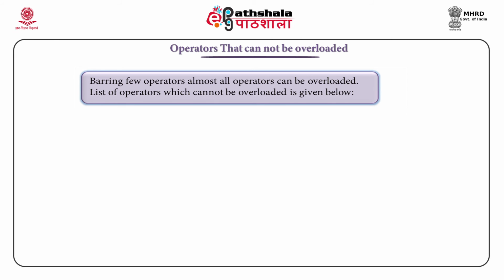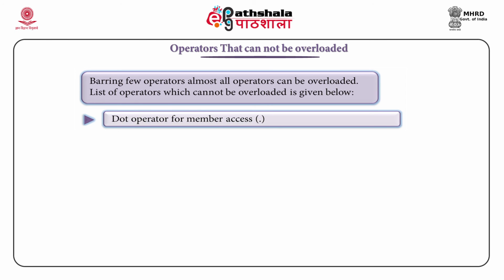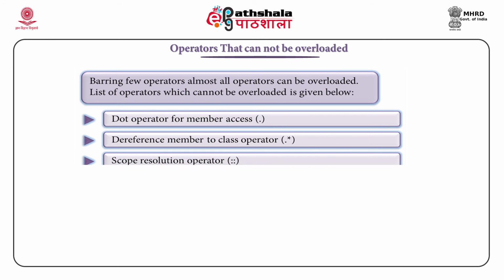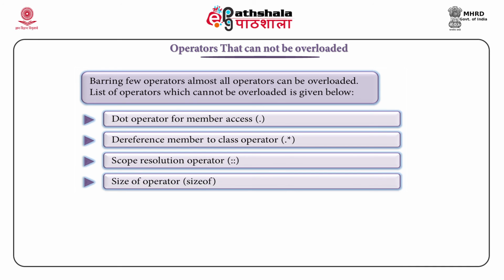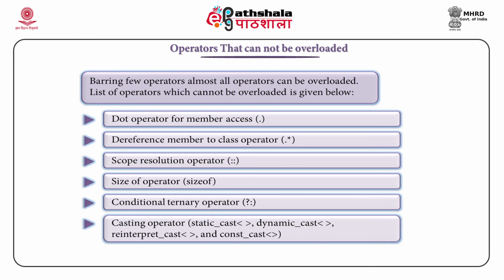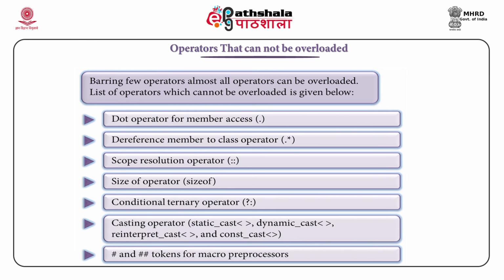Barring a few operators, almost all operators can be overloaded, but there are a few operators which cannot be overloaded. The list of the operators which cannot be overloaded is as given: dot operator for member access, dereference pointer-to-member of class operator, scope resolution operator, sizeof operator, conditional ternary operator, casting operators, and hash and double hash tokens for the macro preprocessor.